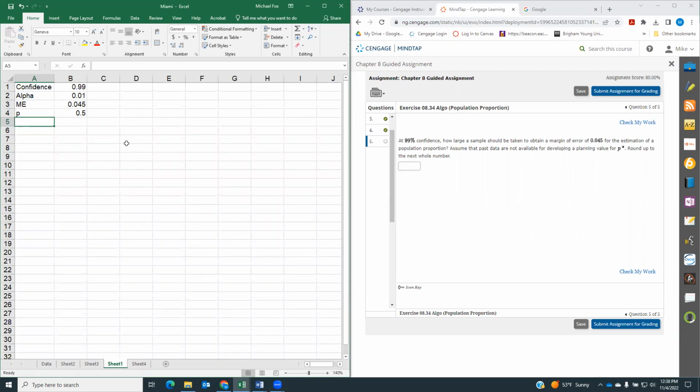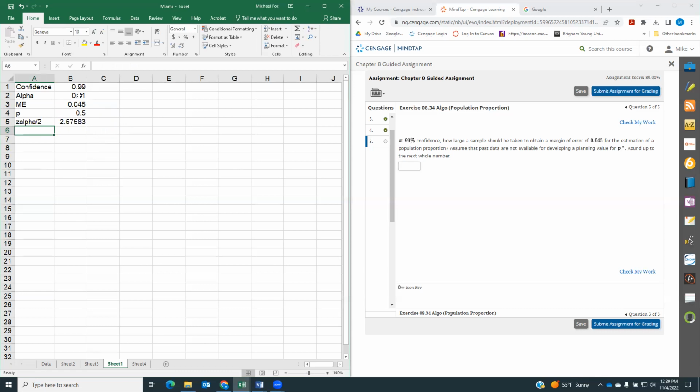And we know that we need the z-score of alpha divided by 2, and we need p, which we do already have, and then we need the margin of error, which we already have. So let's go ahead and find our z-score of alpha divided by 2. And again, all we're going to do is absolute value of norm.s.inv of the alpha divided by 2. There's the z-score of our alpha divided by 2.